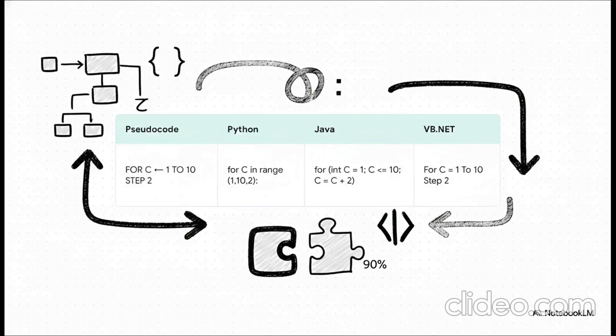Now, just look across the columns at Python, Java, and VB.NET. Yeah, the specific words, the syntax, it's a little different. You've got a colon here, some curly braces there, but the core logic, it is identical. This is why planning is so powerful. If you can write the pseudocode, you are 90% of the way to writing the real code.